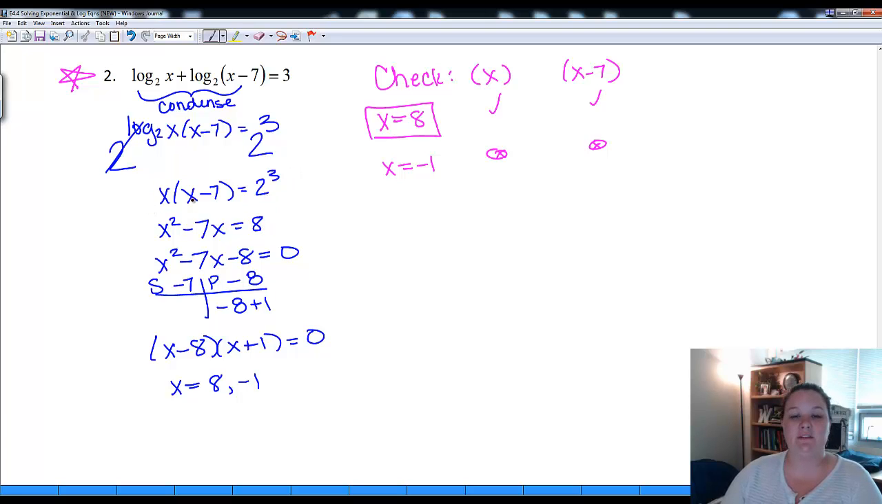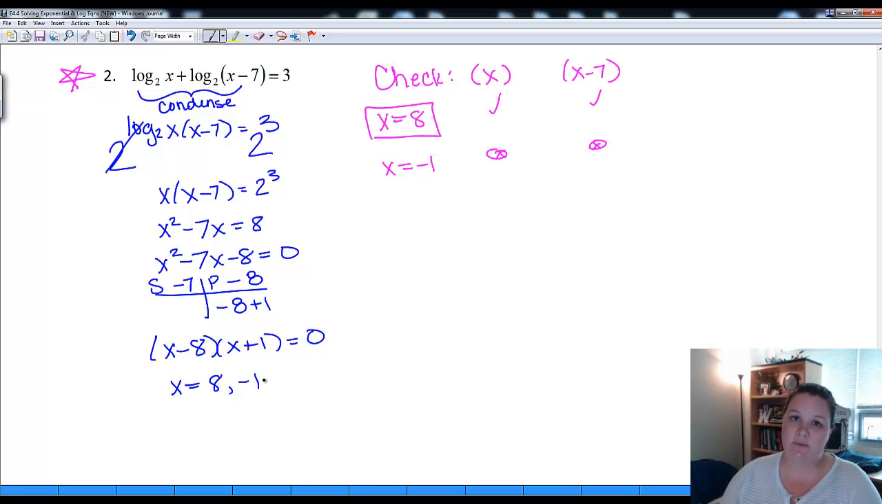Once I distribute out the left-hand side, I get x squared minus 7x. That tells me I'm going to have to factor. So I'm going to move this 8 to the other side by subtracting and then set up my sum-product chart. I need something that combines to negative 7 and multiplies to negative 8, which would be negative 8 and positive 1. Those are my factors since my leading coefficient is 1. So I have x minus 8 and x plus 1, and when I solve them, that gives me positive 8 and negative 1.